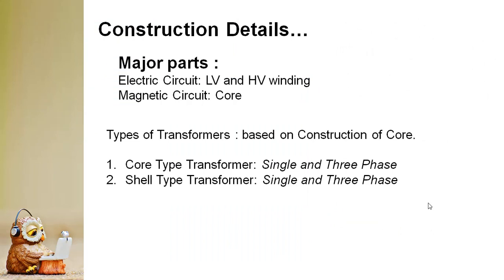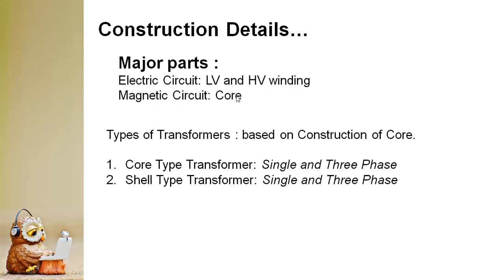You know the transformer very well. A transformer transfers electrical power from one circuit to another circuit without any electrical connection, right? The major parts of the transformer are the electric circuit and the magnetic circuit. Coming to the electric circuit, it consists of the LV and HV windings, and coming to the magnetic circuit, or magnetic frame, it consists of a core.